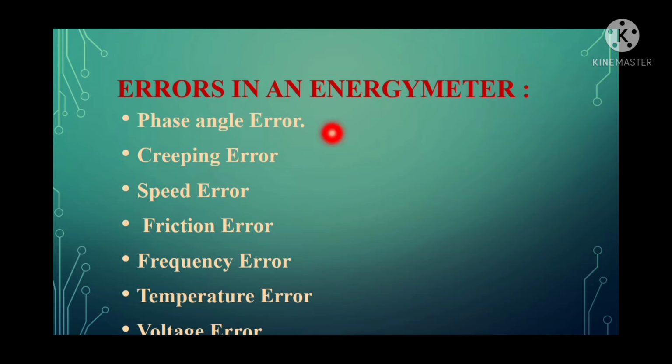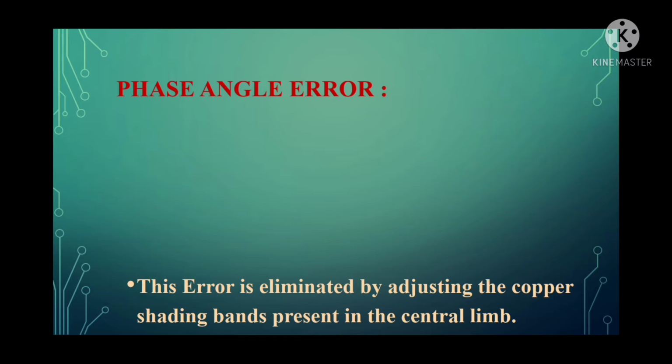Some of the errors in an energy meter are phase angle error, creeping error, speed error, friction error, frequency error, temperature error and voltage error. So let's discuss each and every type of error and the method to eliminate those errors. The first error is the phase angle error.